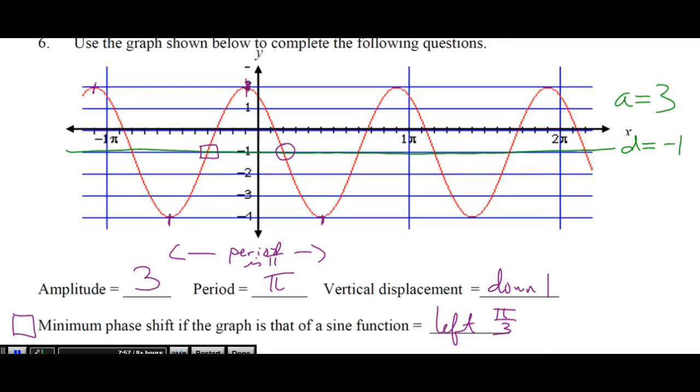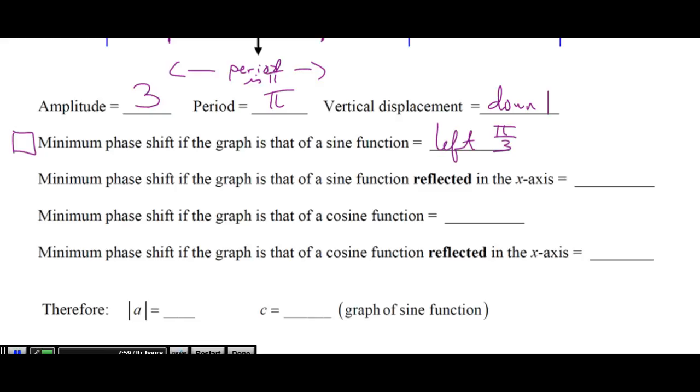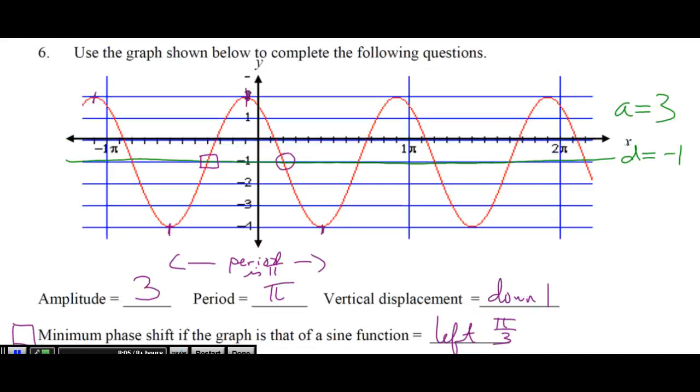That's the circle. Okay, so put a circle down here. It's reflected in the x-axis, right? That says x, not theta. Remember, the reflection takes place before we shift it down 1, right?